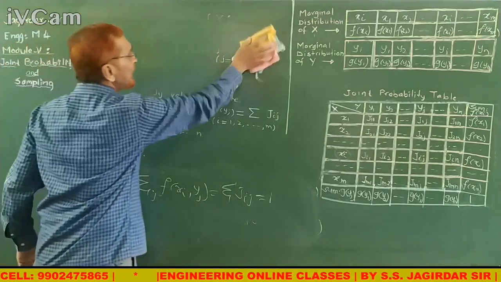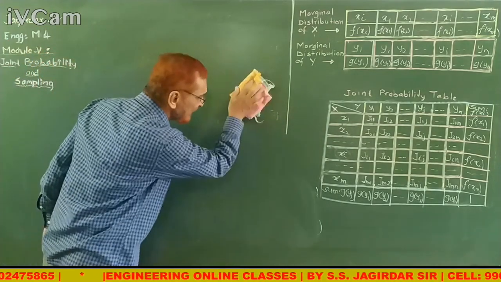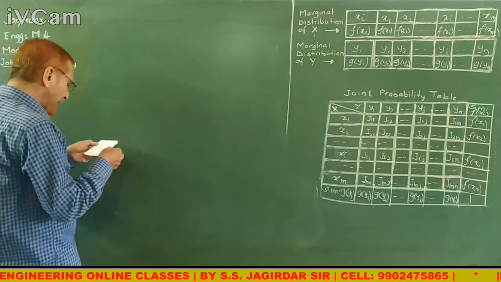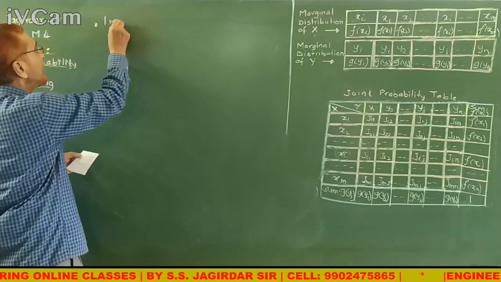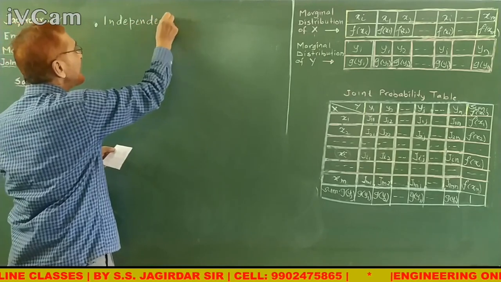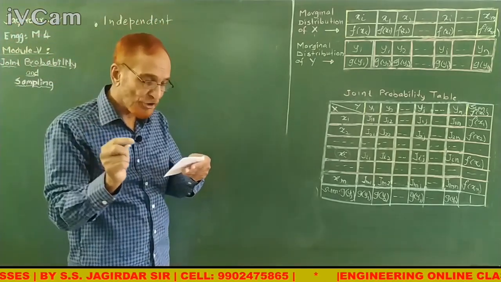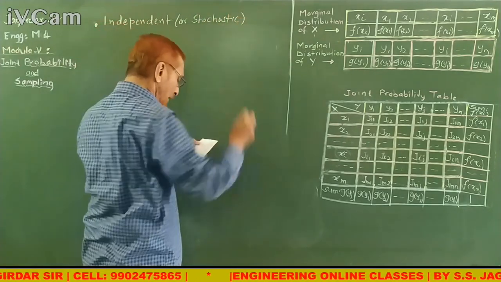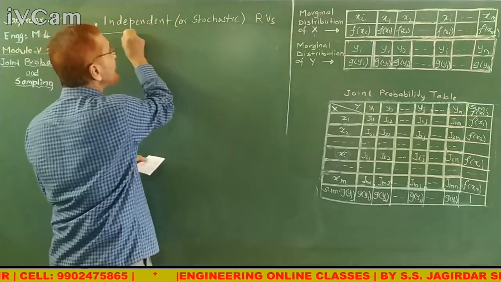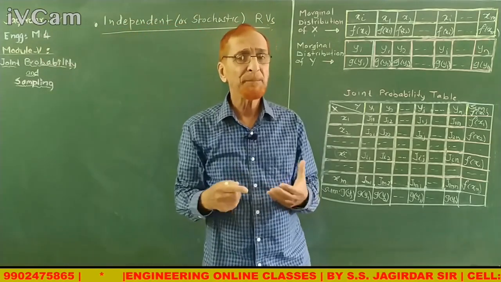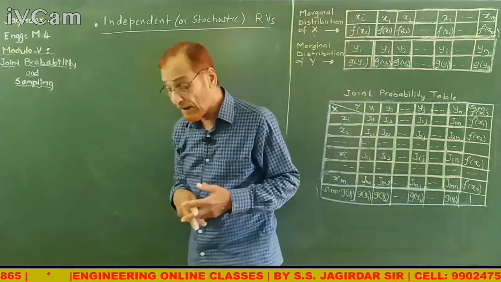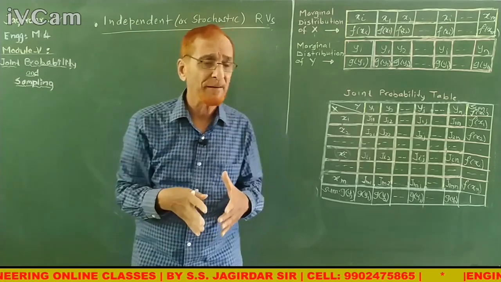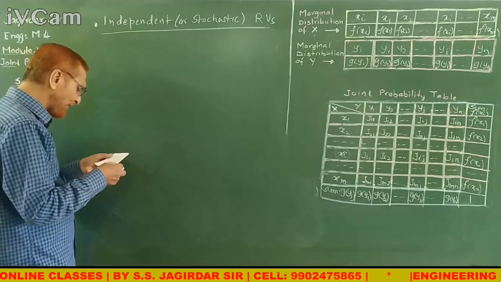Okay, now after this we are going to take up another very important concept, which is again very important for the exam, where questions are based on this concept. What is that? This concept is independent random variables, also called stochastic independence. So let's discuss what is meant by independent random variables. In joint probability, two variables are there. They are said to be independent. Always they are not independent, but if they are independent, how will you come to know? It's a very simple fact. This is exactly the definition of independent random variables.